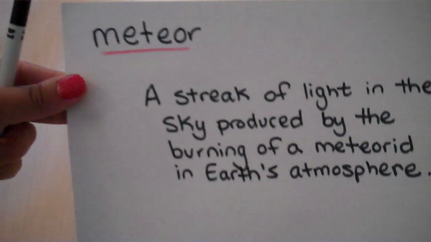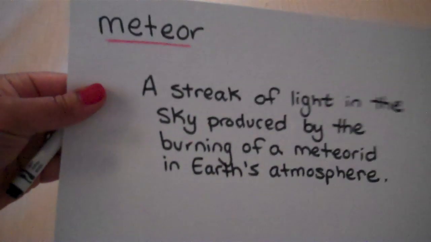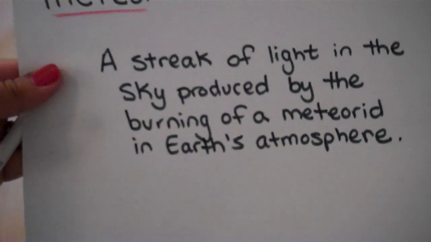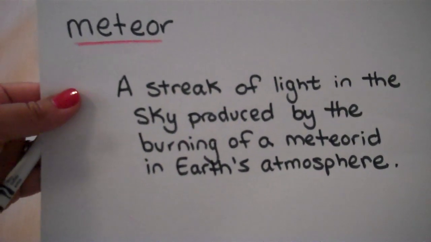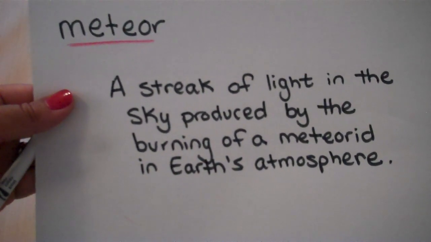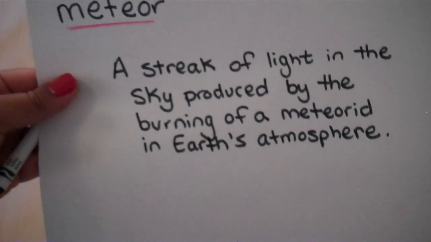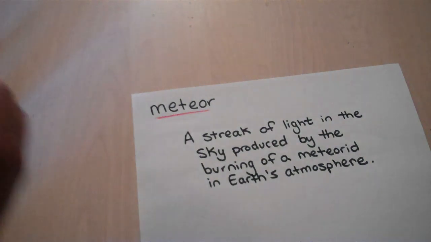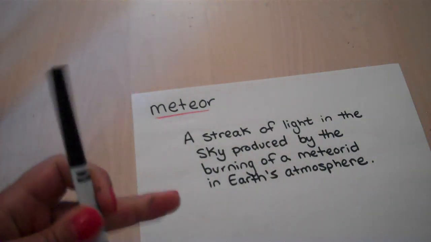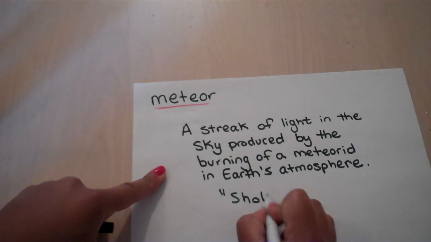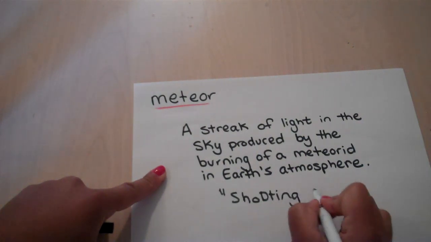The next word is meteor. So a meteor is a streak of light in the sky produced by the burning of a meteoroid in the Earth's atmosphere. So we see this, you might say something like, I've seen shooting stars.